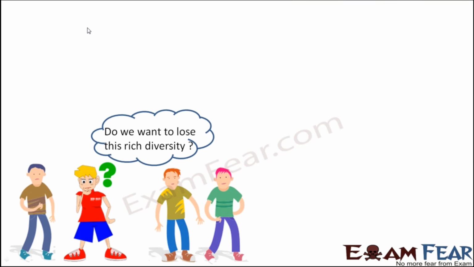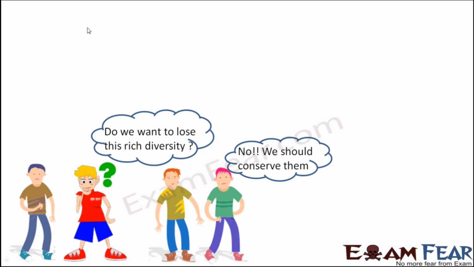Now something that may be bothering you is, do we want to lose this rich diversity? Now that we saw that our planet is so very rich in the variety of living organisms, so very rich in diversity, do we really want to make it poor? Do we really want to lose some of the living organisms from the list? Well, not really. We don't think it should be done. So what should we do then? We should try to conserve them.